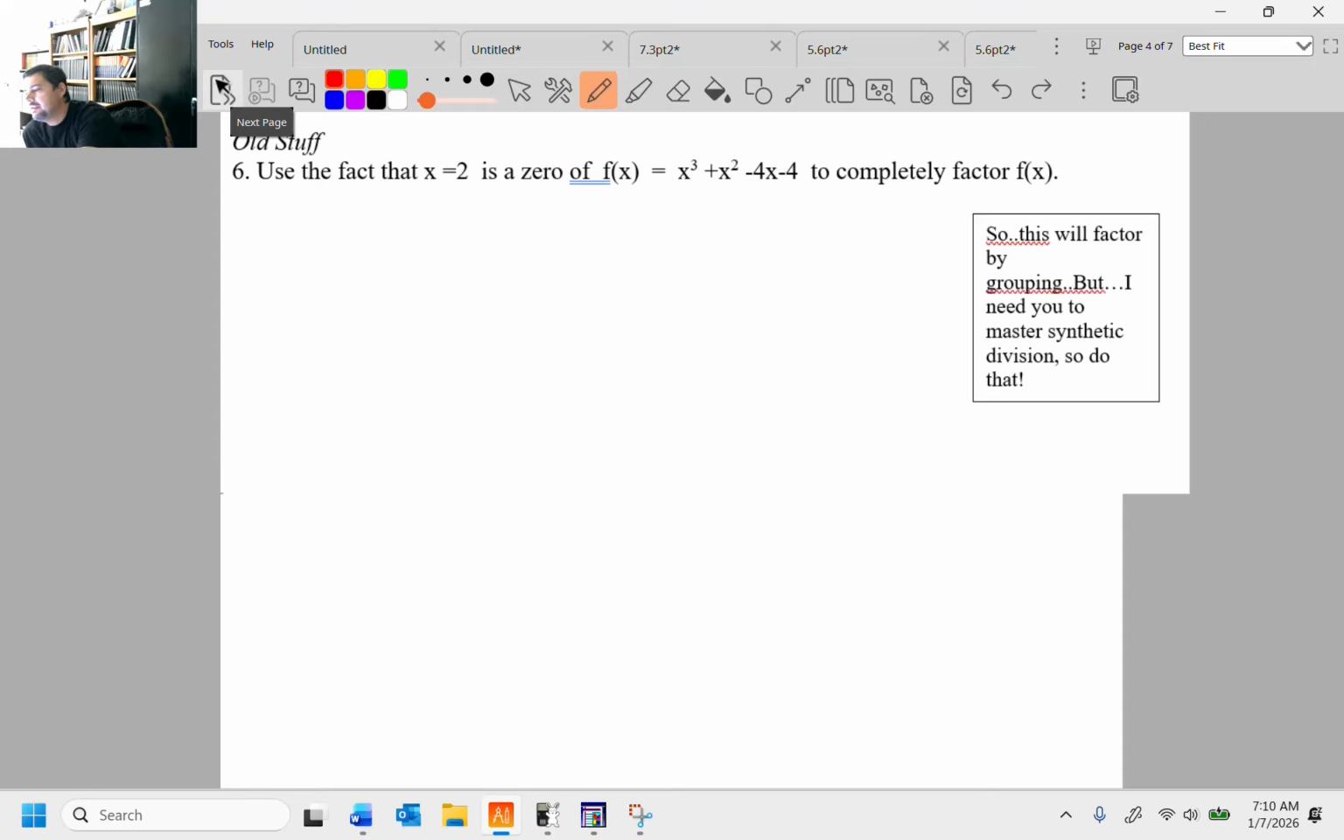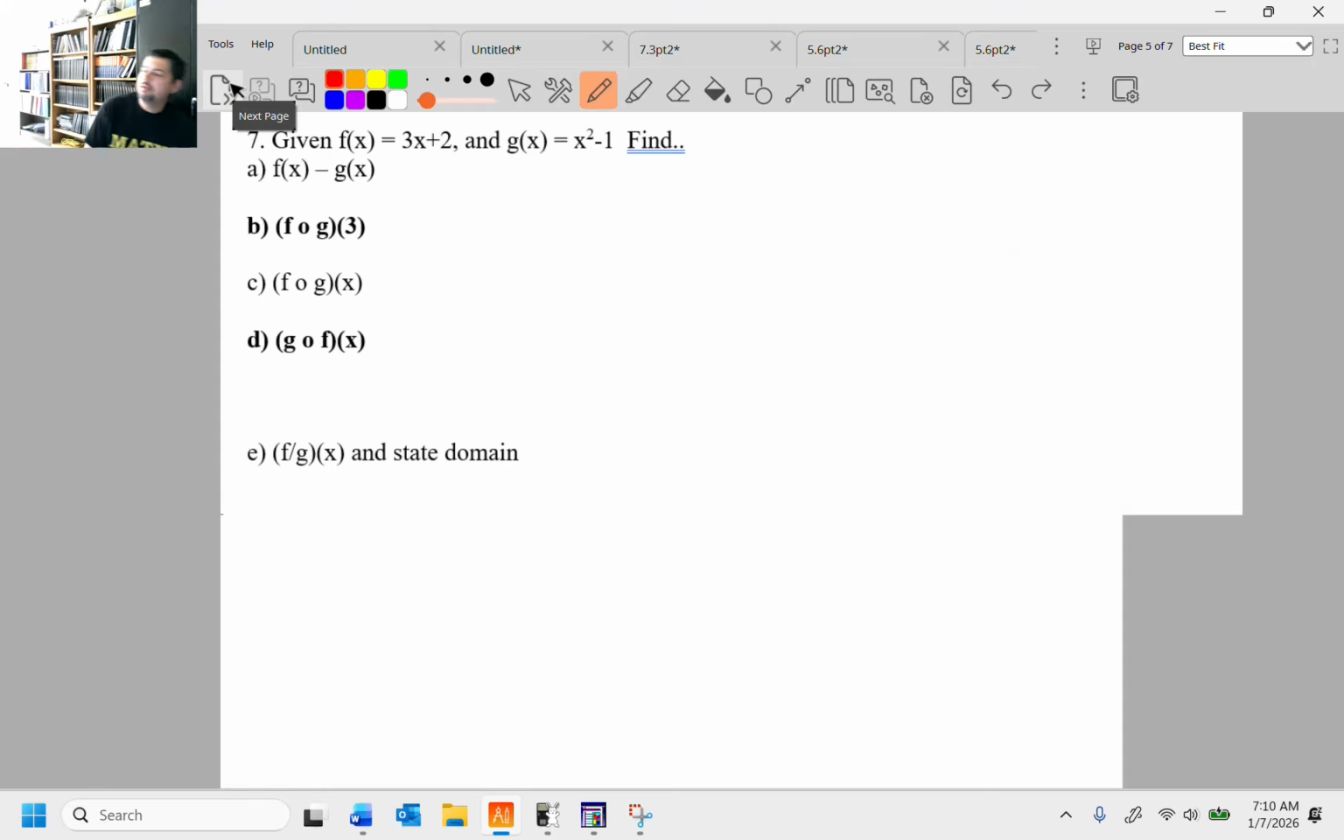I'm not doing 6. So I've got 2 parts of 7 chosen that I'm going to do. Given that f of x is 3x plus 2 and g of x is x squared minus 1, find f composed of g composed of 3. And the first thing I always do is I write the old school notation. I write it like that, f composed of g composed of 3. So I'm going to go off to the side and figure out what g of 3 is. So here's g. I'm going to let the x be a 3. It's 3 squared minus 1, which is 8. So this becomes f of 8.